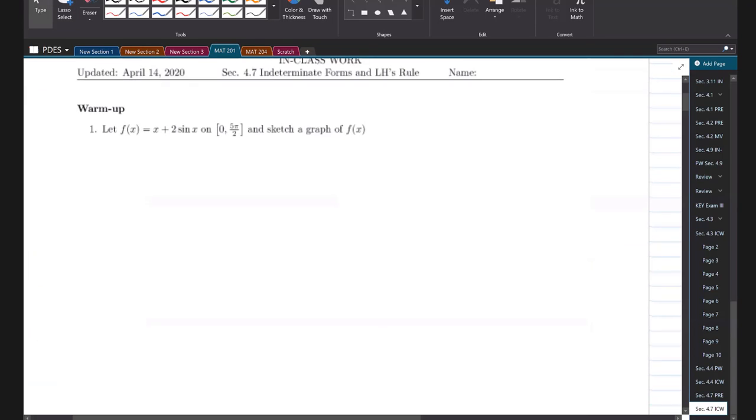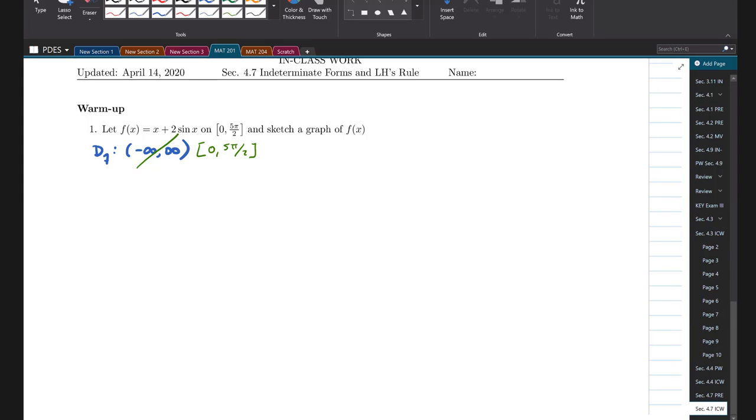So the first thing we want to do when we're sketching the graph of a function is identify the domain of that function. And the domain of this function, it's a well-behaved function. Well, it's normally minus infinity to infinity, but I've restricted us to the domain 0 to 5 pi over 2. Does everyone see that?